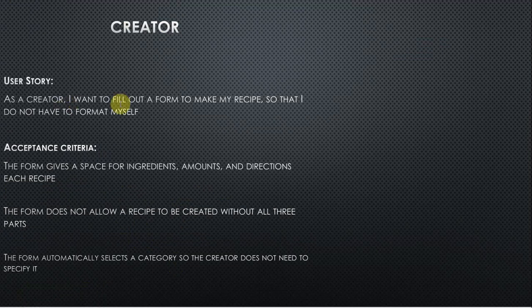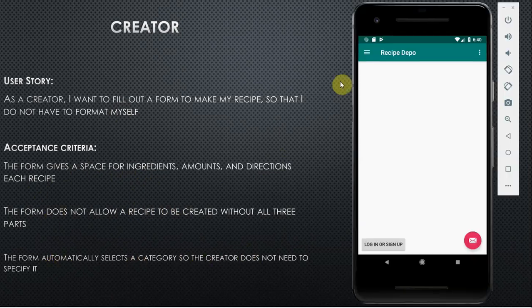As a creator, I want to fill out a form to make my recipe so I do not have to format it myself. The form gives a space for ingredients, amounts, directions for each recipe. The form does not allow a recipe to be created without all 3 parts, and the form automatically selects the category so the creator does not need to specify it.